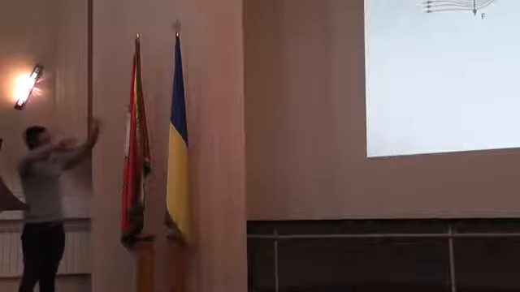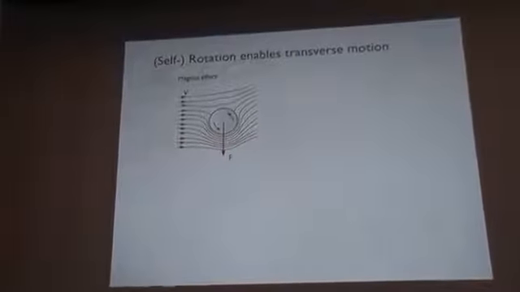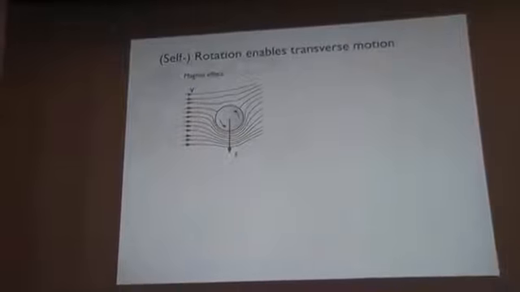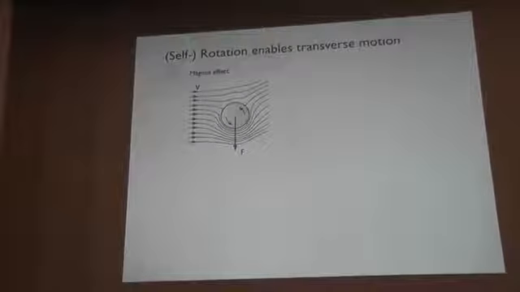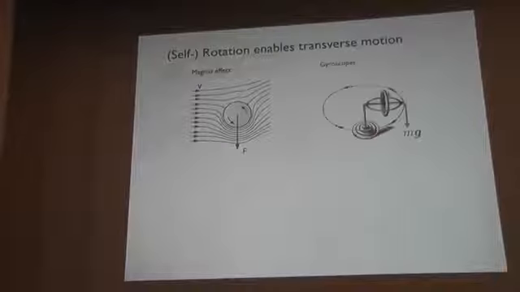What really happens is that self-rotation enables this weird transverse motion called the Magnus effect, or Magnus force. This happens in classical mechanics, and it just comes from the object spinning around. This also happens in gyroscopes, for example.